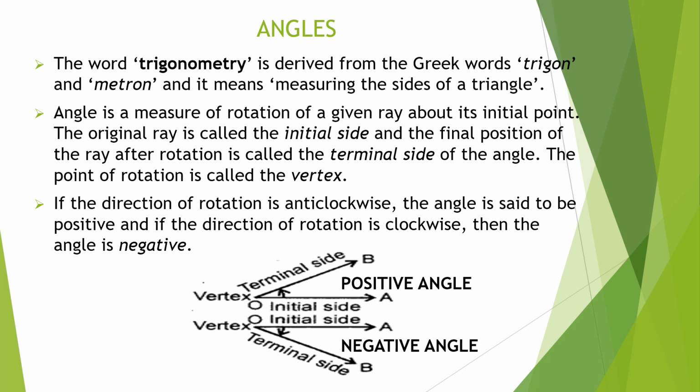You can see in the diagram, you have the initial side. After rotating, it goes to the terminal side. Now, if the direction of rotation is anti-clockwise, the angle is said to be positive. You can see in the first diagram. And if the direction of rotation is clockwise, then the angle is negative.